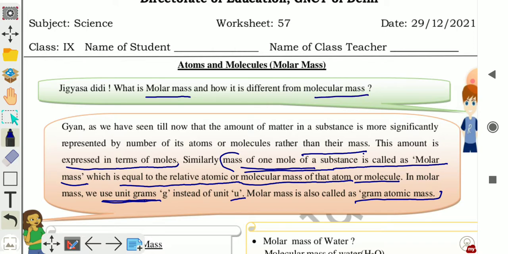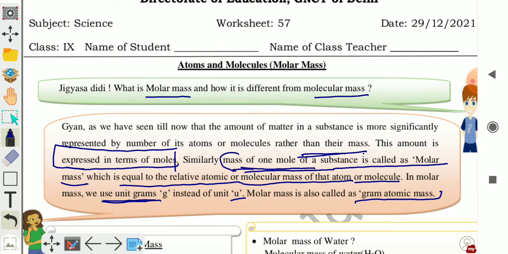As we have seen till now, the amount of matter in a substance is more significantly represented by the number of its atoms or molecules rather than their mass. The amount is expressed in terms of moles. And what is the Avogadro number? 6.022 × 10^23. That is equal to 1 mole.